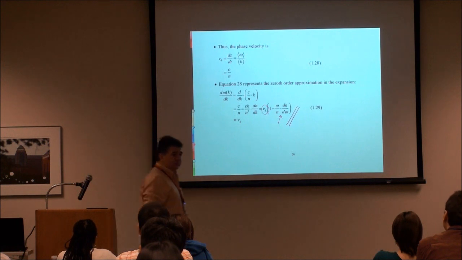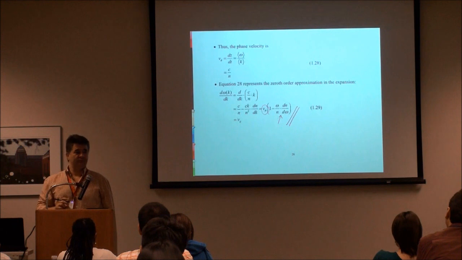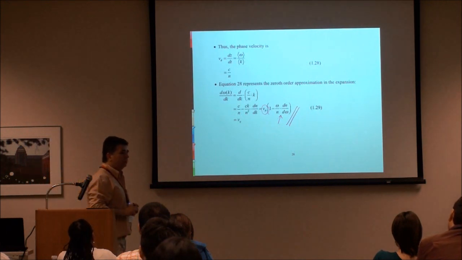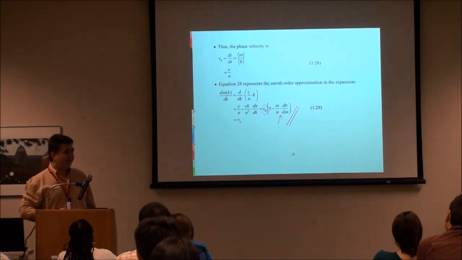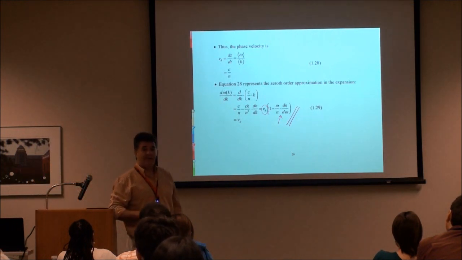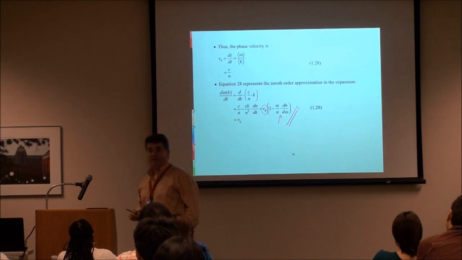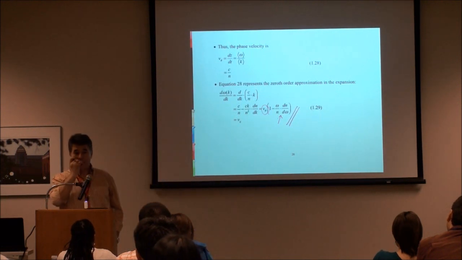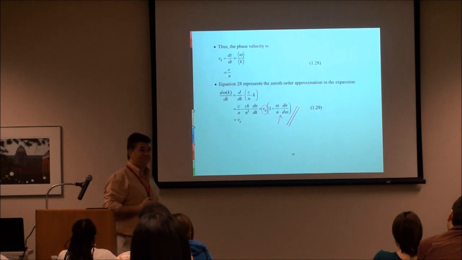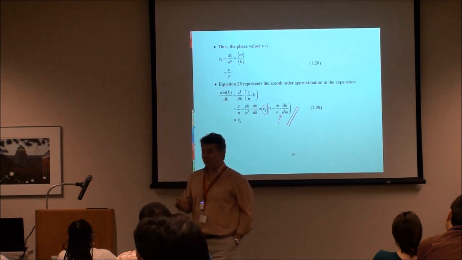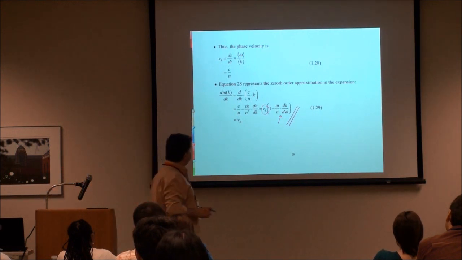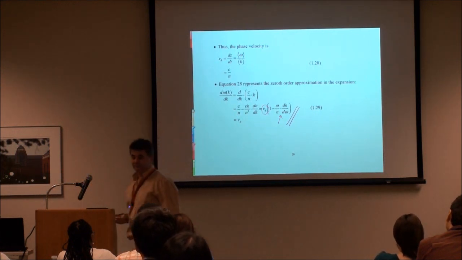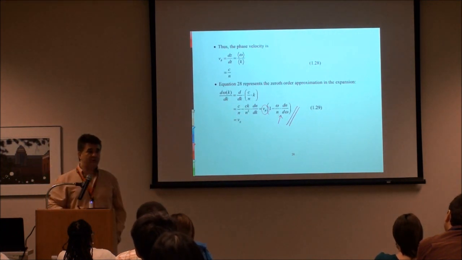Question for you: can the phase velocity be higher than c? Yes, no problem. Can the group velocity be higher than c? Well, let me ask you this more specifically. Can this derivative be negative? When does that happen?